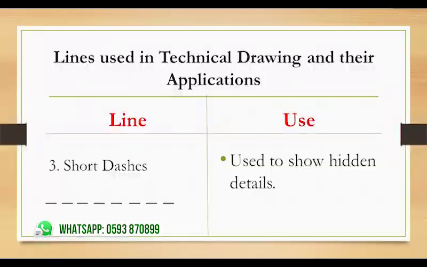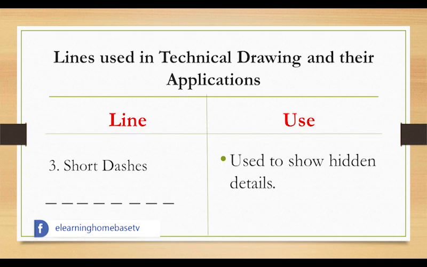We also have short dashes. See how it is drawn? It's like broken lines. You can equally call it broken lines. Short dashes used to show hidden details. When we are drawing, most of the time, we only show parts that can be seen. But sometimes there are some places that are hidden that must as well be shown. Therefore, we use short dashes.